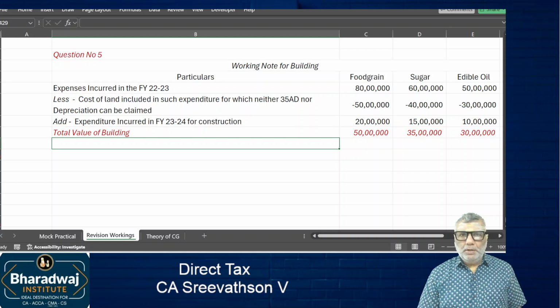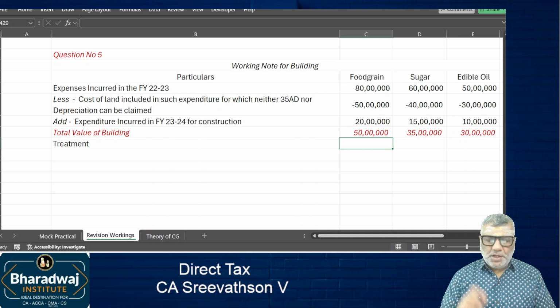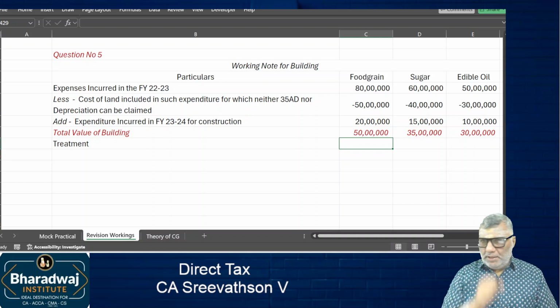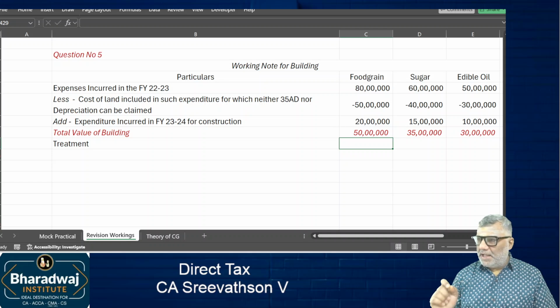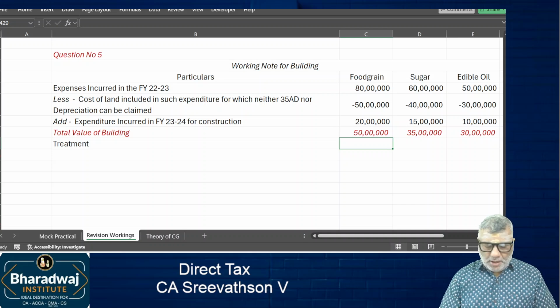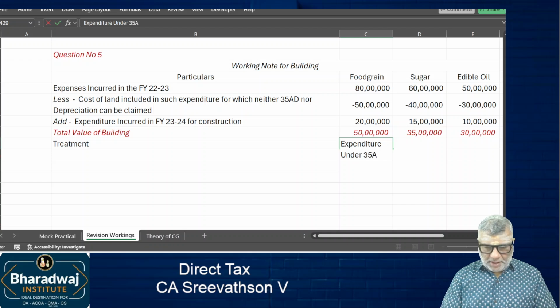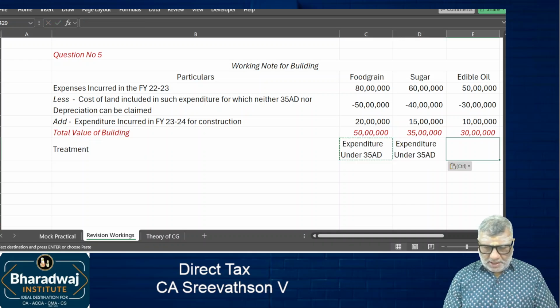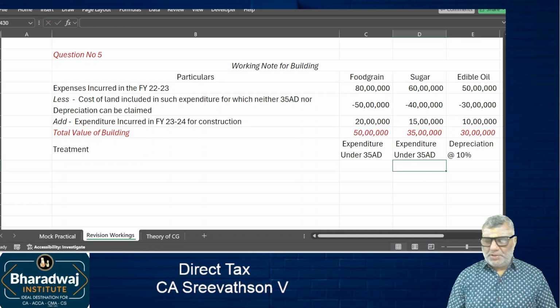Are you clear? Okay. Treatment. How to treat this? Remember, in the case of food grain, you can claim it as an expenditure under 35 AD. Similarly, here also, whereas in the third case, depreciation at the rate of 10%.